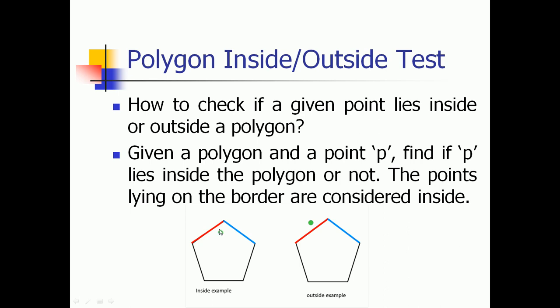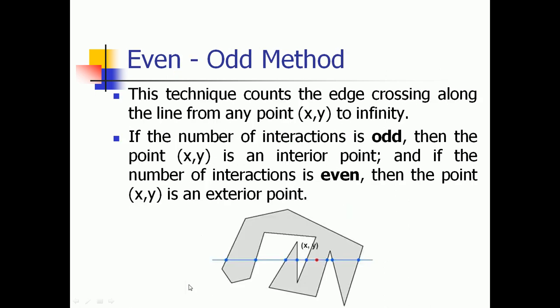Now when we say a point is inside, then starting from this point we can color the other pixels with the current color and fill the polygon so that it looks like a solid polygon. So starting with the first method, that is the even-odd method. Now what is even and odd? This technique counts the edges crossing along the line from any point xy to infinity. If the number of intersections is odd, then the point xy is an interior point, and if the number of intersections is even, then we can say the point is an exterior point.